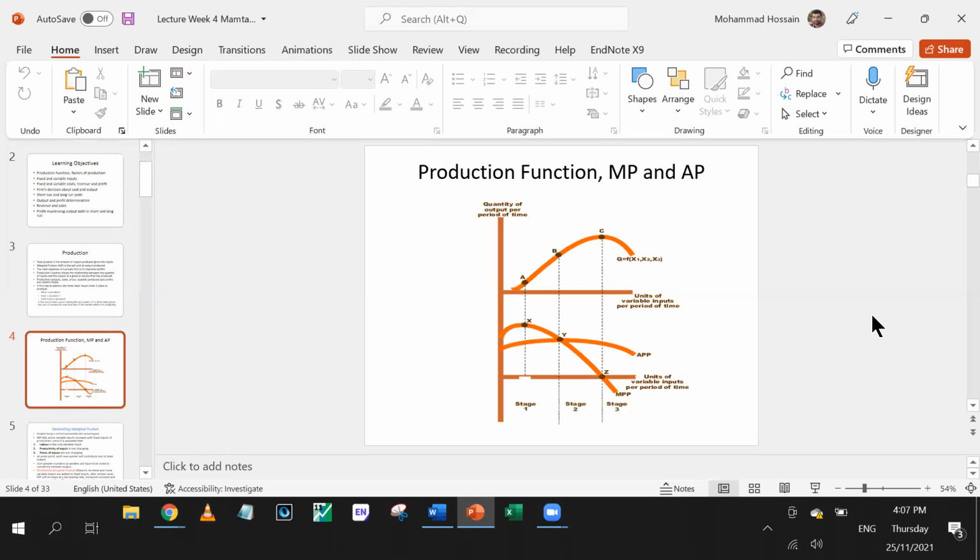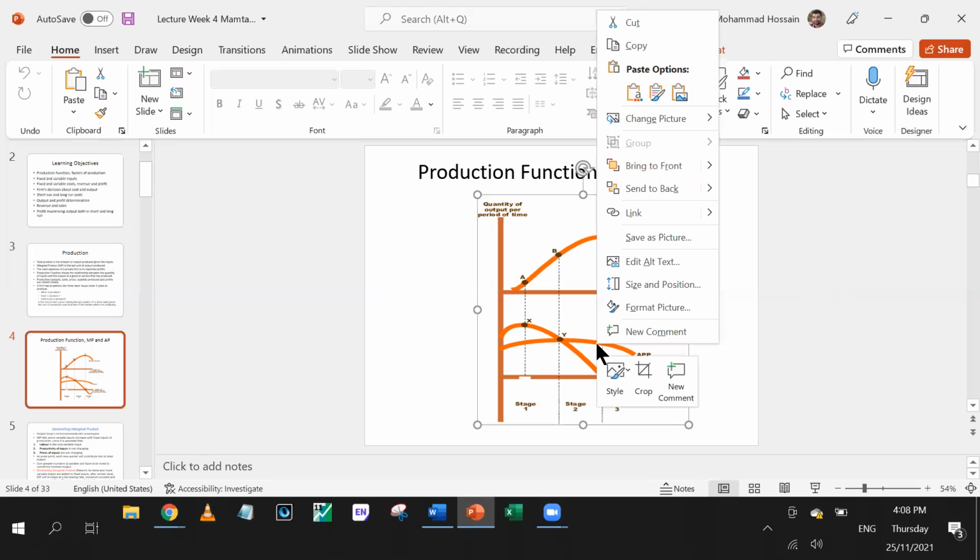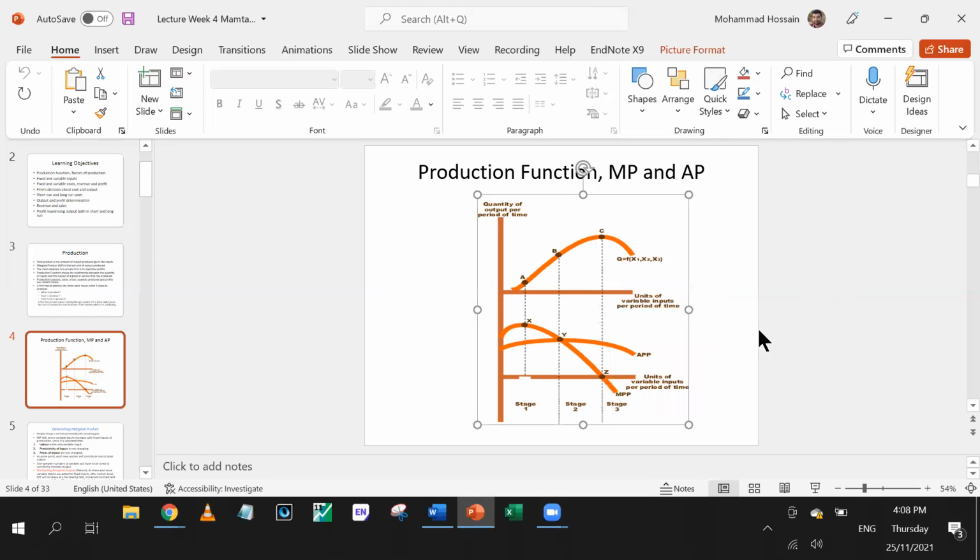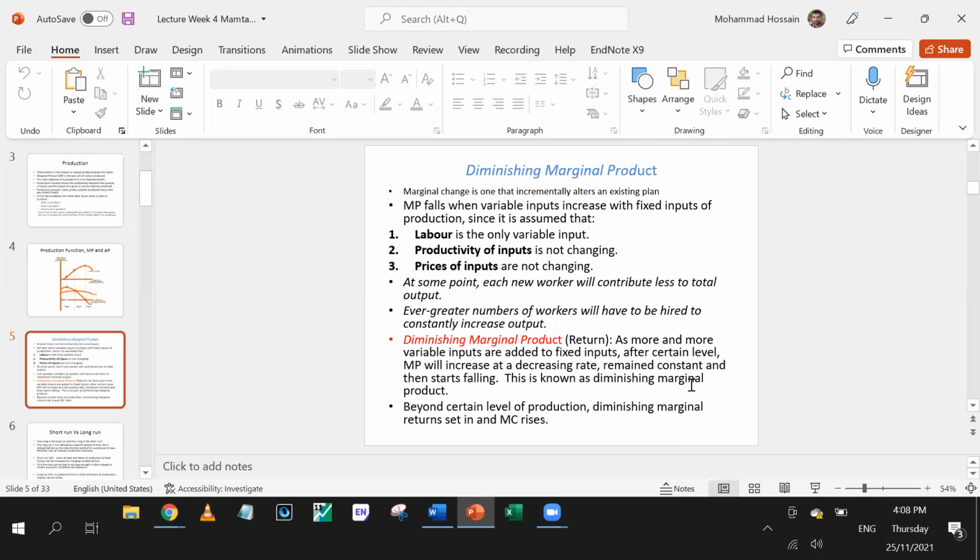Okay. So here we have an example of a production function, a marginal product, and the average product. Let me talk about it. All right.